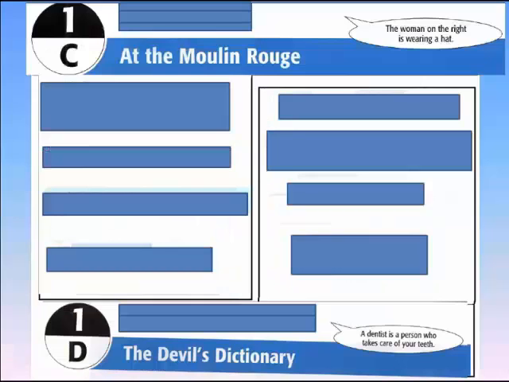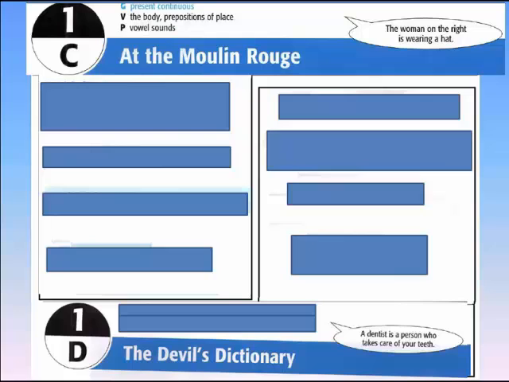In Unit 1C, called At the Moulin Rouge, we will be studying the present continuous, the grammar of the present continuous. We will be studying vocabulary to talk about the body, and we will also be studying prepositions of place, and we will be studying how certain vowel sounds are in English.